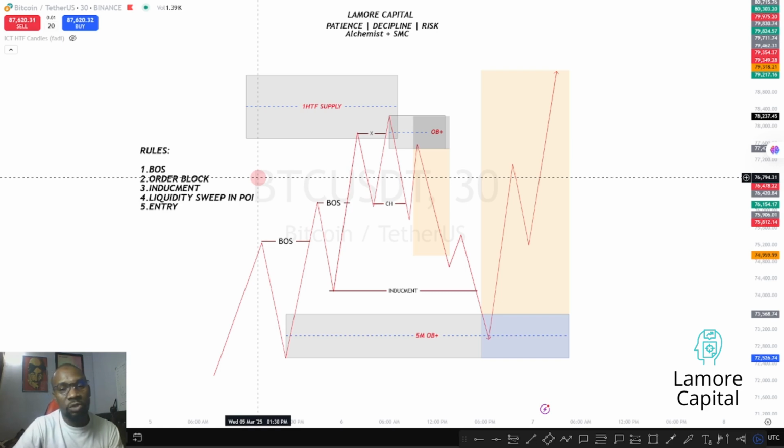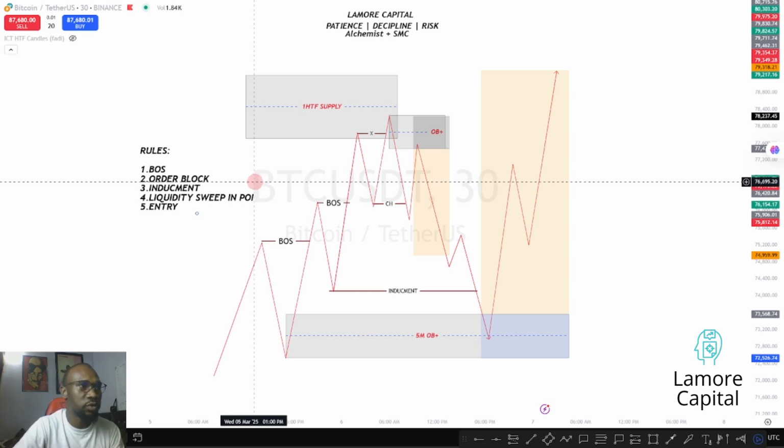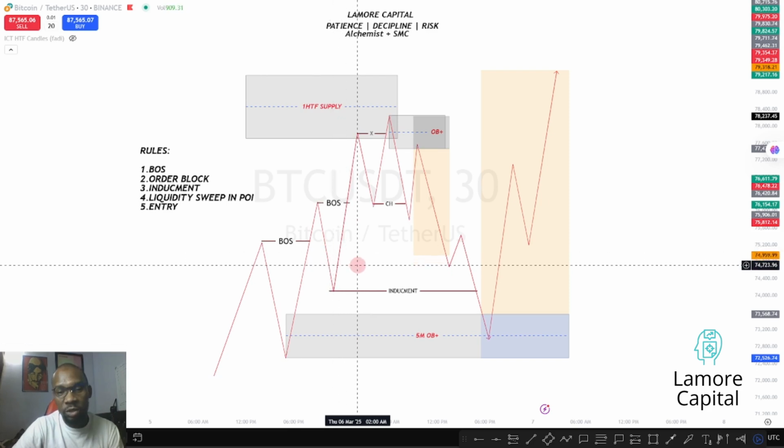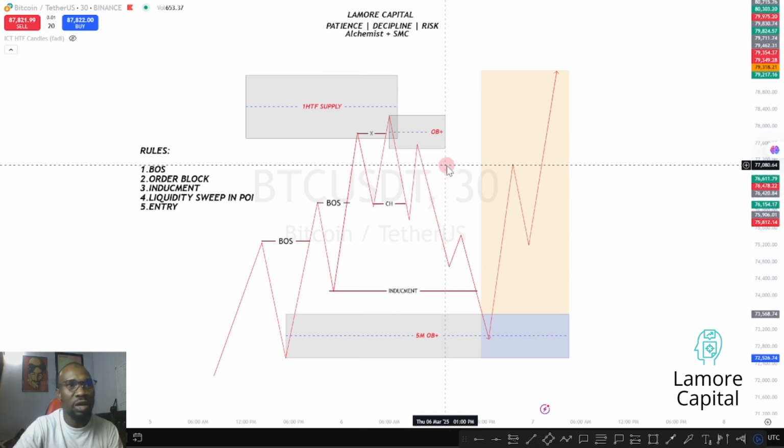Every inducement gives you a breakup structure also. Now I'll explain how you would know what an inducement is. Under every inducement, you also have an order block with an imbalance. An inducement would surely look like a valid order block. If you don't know or master the art of inducement, you will always get trapped in the market.